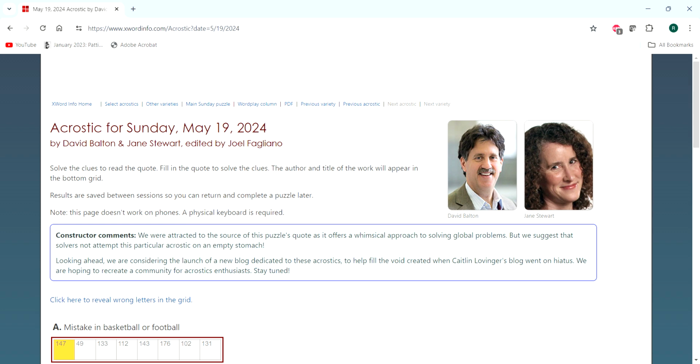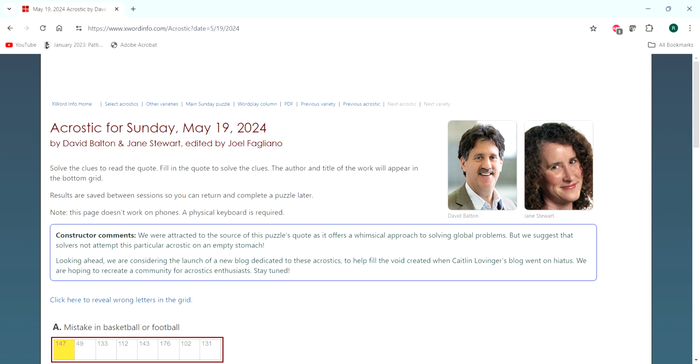Hello and welcome to installment 3 of Let's Solve an Acrostic. Starting from the very top, without reading or understanding this one at all, let's go. We're going to look first at the constructor comments: a whimsical approach to solving global problems. Don't solve this one on an empty stomach.